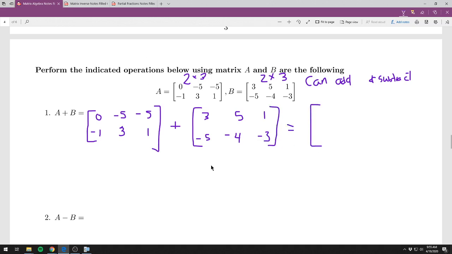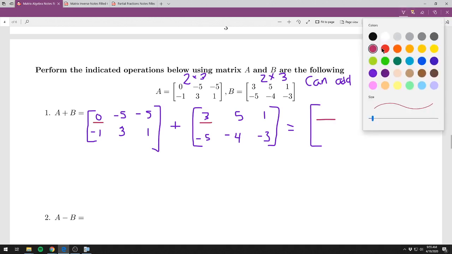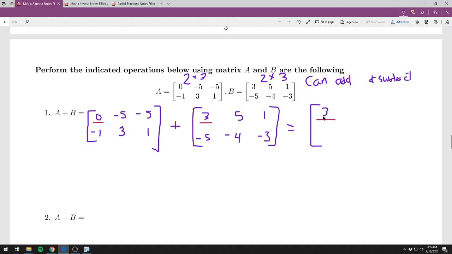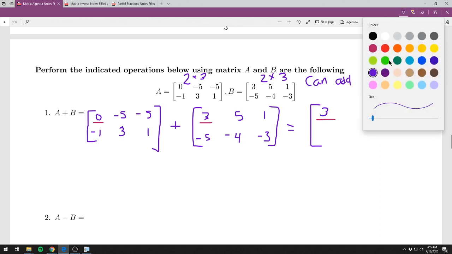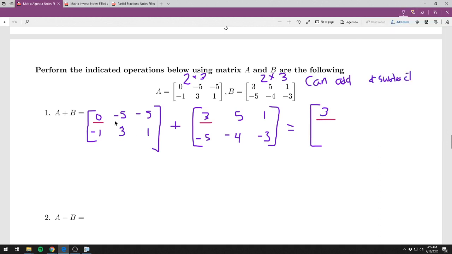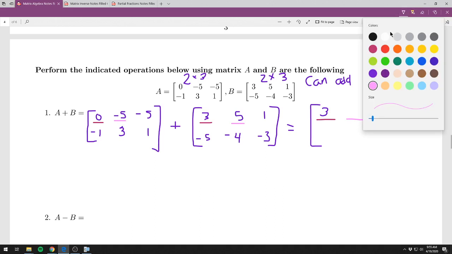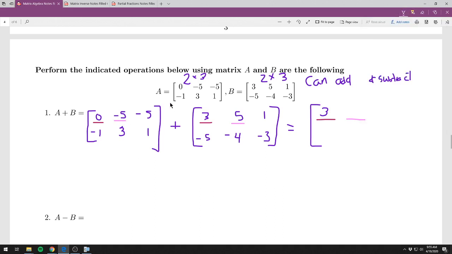Now the method to adding and subtracting matrices is just adding and subtracting the corresponding entries, meaning if I add the first row and first column entry in both matrices, that's what goes in the first row, first column entry of the result. 0 plus 3 is 3. Then if you move over to the first row and second column, we got -5 and 5. We add those together. And -5 plus 5 is 0. And you just do that with all the entries.